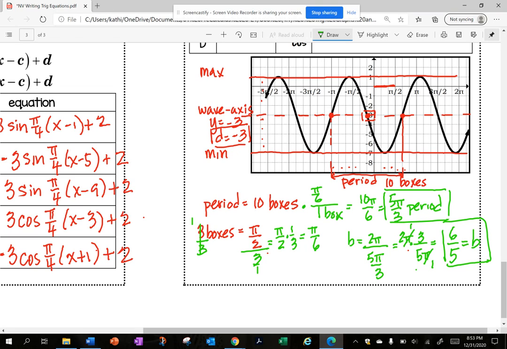And then I'm going to find my amplitude. So my amplitude is going to be from the wave axis to either a maximum or a minimum. So that is 1, 2, 3, 4, and I'm counting by 1. So my amplitude is 4. So now I can start substituting into my equation.